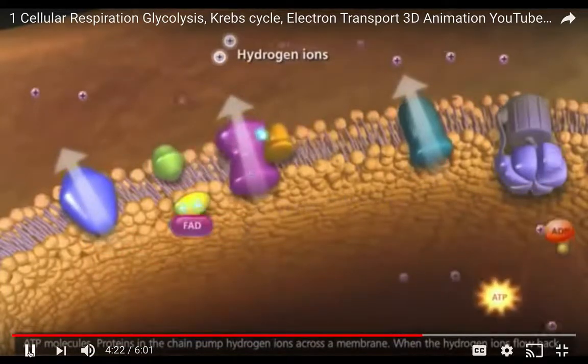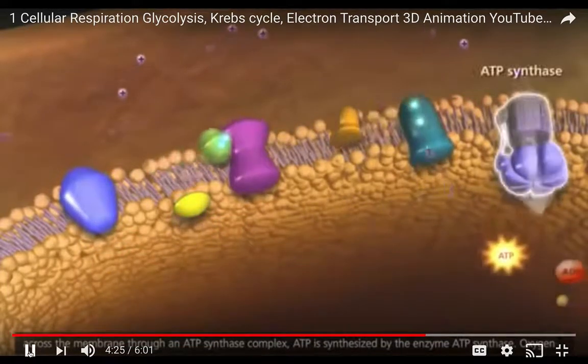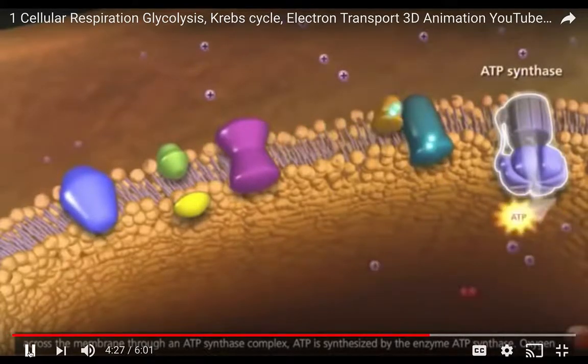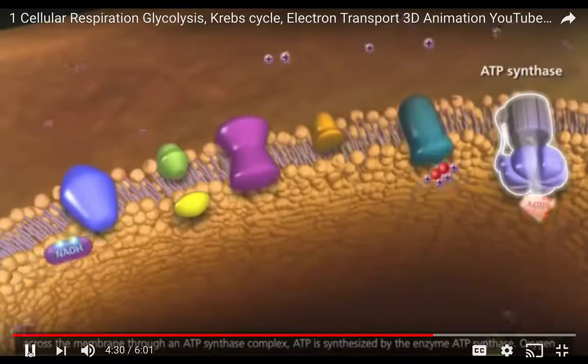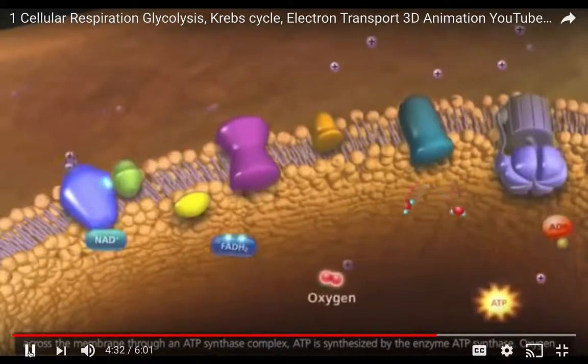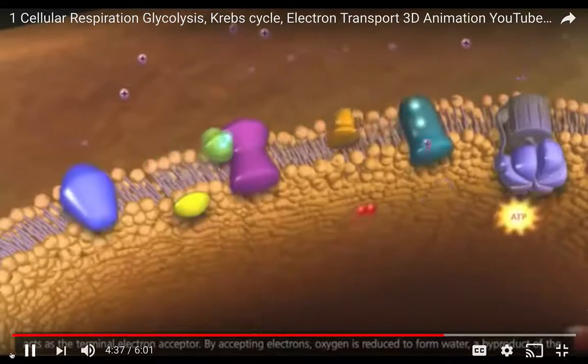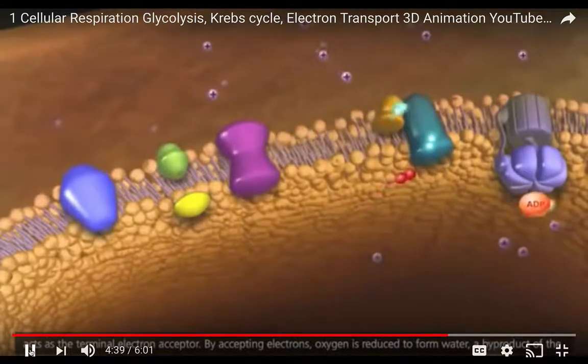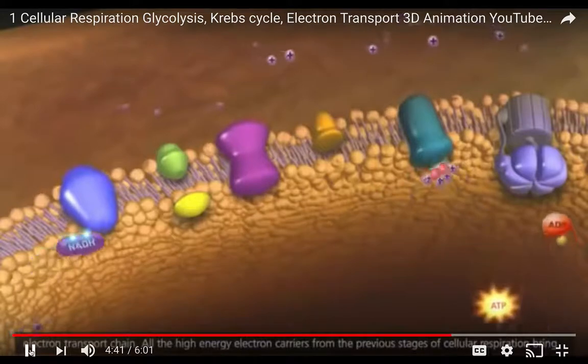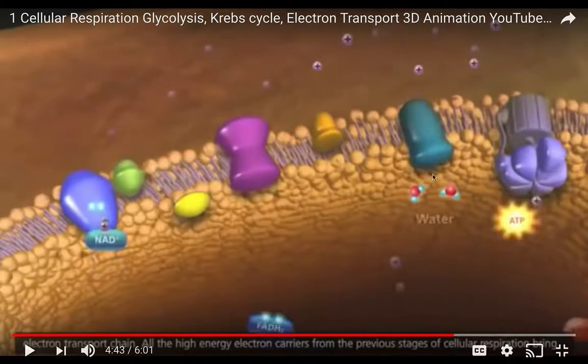When the hydrogen ions flow back across the membrane through an ATP synthase complex, ATP is synthesized by the enzyme ATP synthase. Oxygen acts as the terminal electron acceptor. By accepting electrons, oxygen is reduced to form water, a byproduct of the electron transport chain. So I encourage you guys to go back and watch this a couple of times and watch this part over here. You'll see molecular oxygen come in and then it actually gets split. We add protons and we add electrons, and that's how we make water.